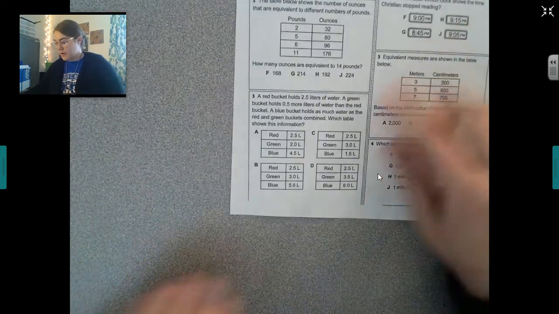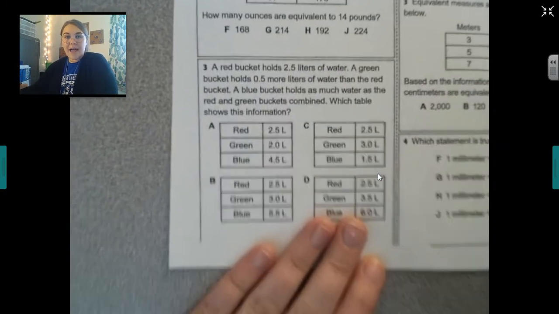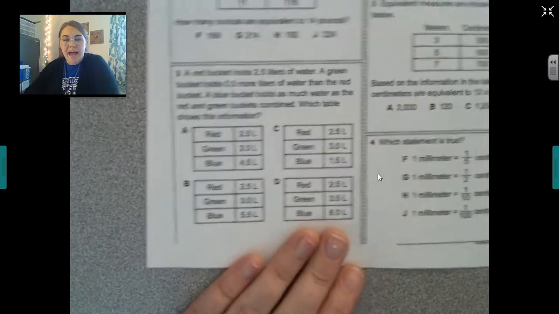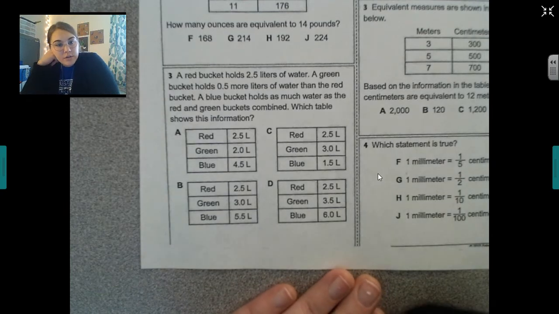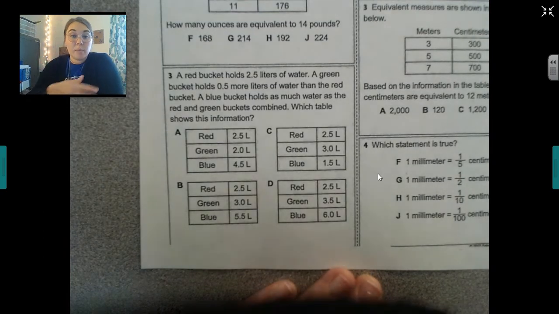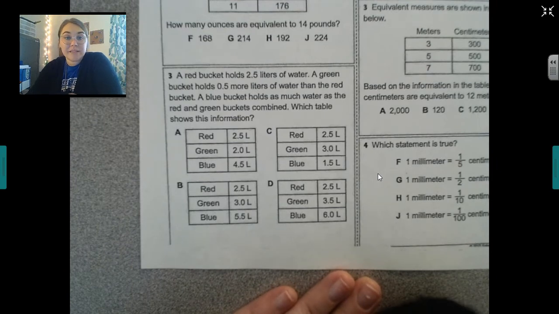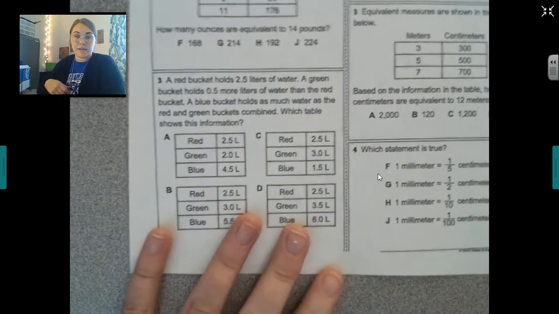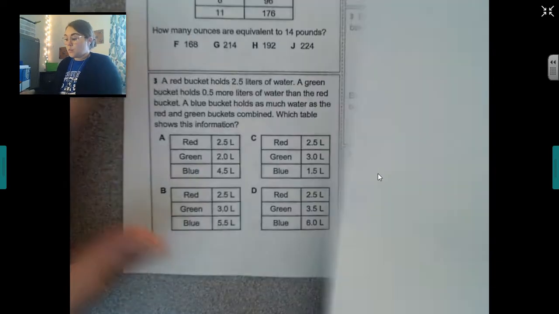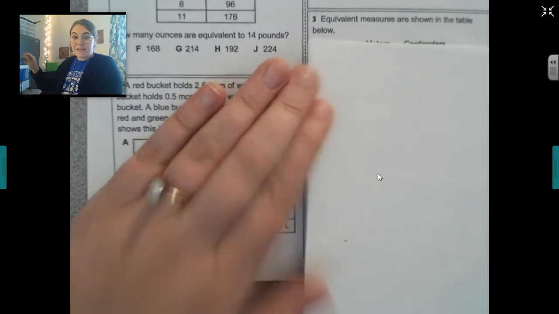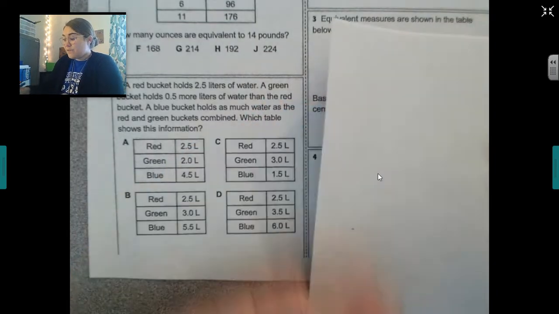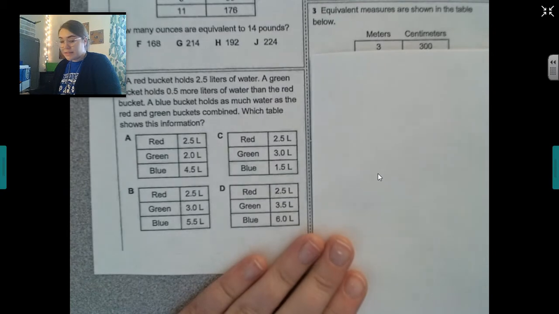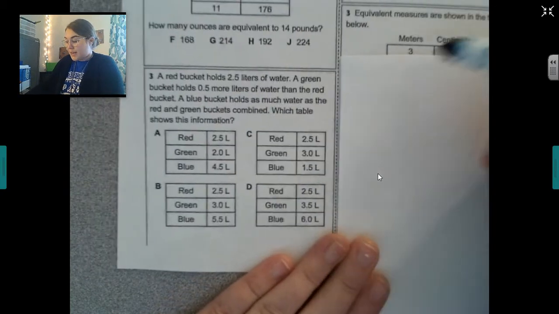So let's go ahead and do number 3. A red bucket holds 2.5 liters of water. A green bucket holds 0.5 more liters of water than the red bucket. A blue bucket holds as much water as the red and the green buckets combined. Which table shows this information? So, guess what? Liters. In this problem, liters is just a label. Don't let that confuse you. It's a label they're putting on these numbers, again, to try to confuse you.